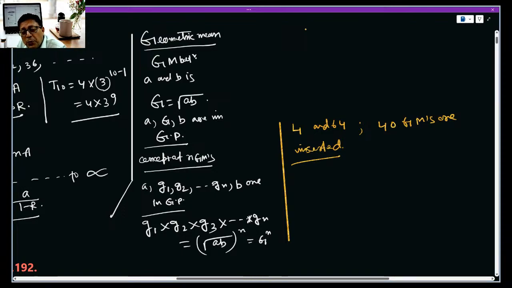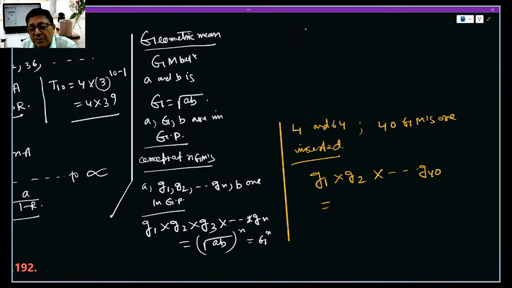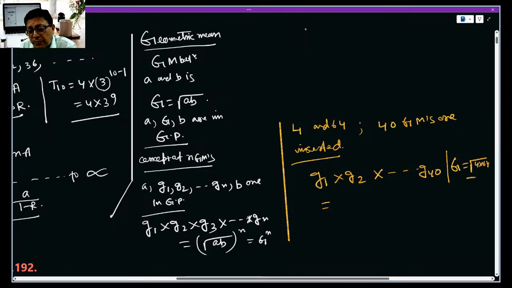what is the product of those 40 geometric means? That G1, G2, up to G40 will be the 40th power of the single geometric mean. Single geometric mean is what? G, that is root over 4 into 64, both are positive, so this will be 16. So the result is going to be 16 to the power 40. This theorem is very powerful because you are multiplying all the geometric means without actually multiplying. The result is going to be the single geometric mean to the power 40. Remember this?